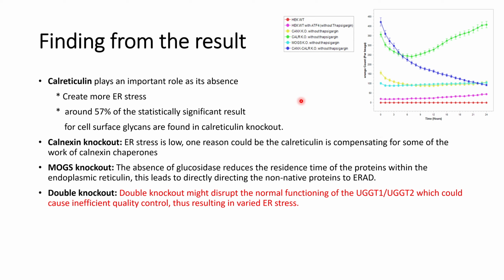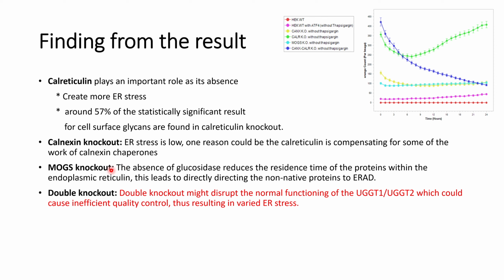So the finding from this project is that calreticulin plays an important role in the calnexin and calreticulin cycle, as its knockout creates more ER stress, as it is shown here, and around 57% of the statistically significant results from the surface glycan experiment are found in the calreticulin knockout. In calnexin knockout, ER stress is low. One of the reasons could be that calreticulin might be compensating for calnexin. In MOGS knockout also, ER stress is low.